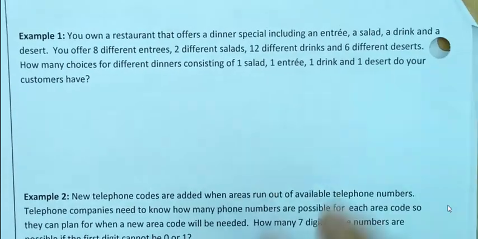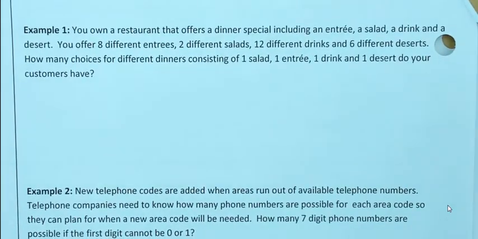Put it into action. So now you own a restaurant that offers a dinner special, including an entree, a salad, a drink, and a dessert. You offer 8 different entrees, 2 different salads, 12 different drinks, and 6 different desserts. So how many choices for different dinners consisting of 1 salad, 1 entree, 1 drink, and 1 dessert do your customers have?